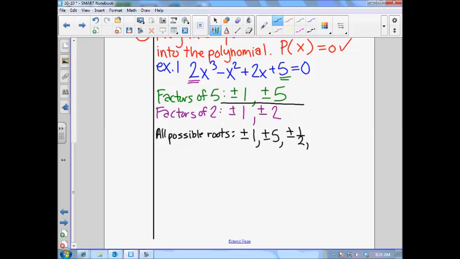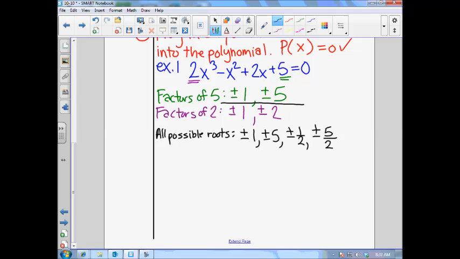Okay, now 5 divided by 2. What's 5 divided by 2? 2.5 or 5/2, right? And it will follow the same pattern. We'll have a positive and negative. So we actually have 8 potential roots.